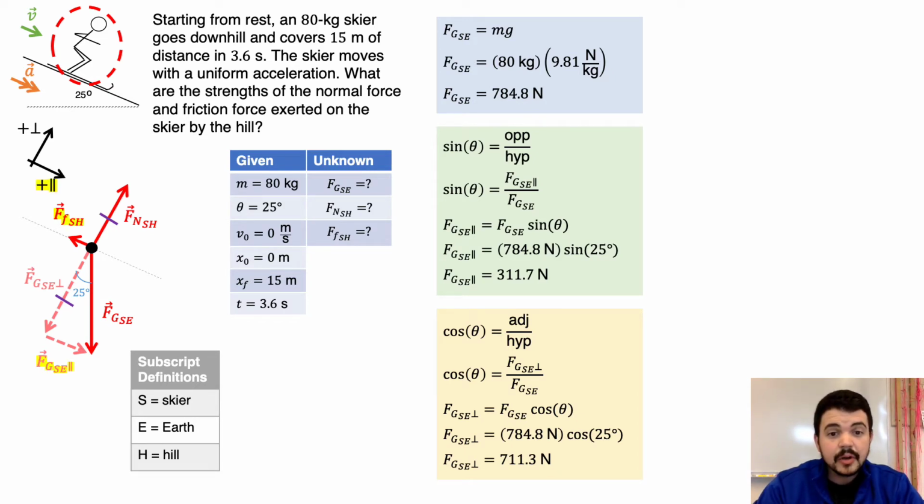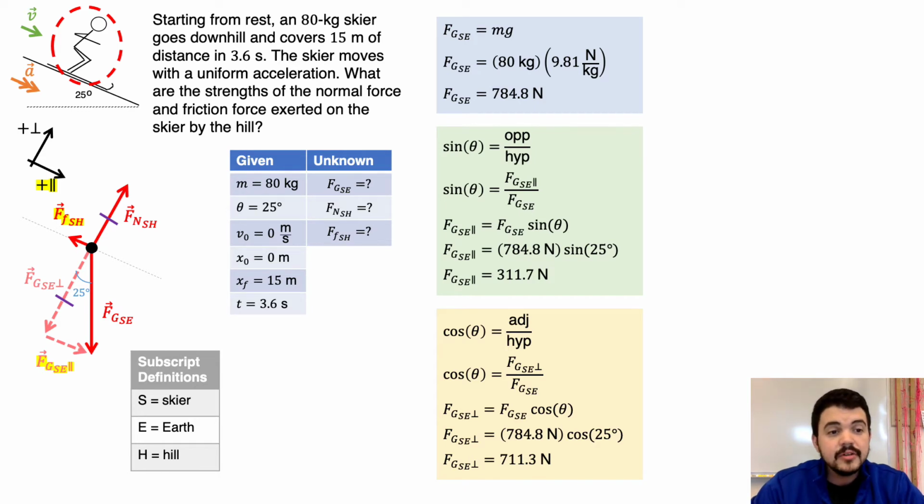So the next thing we're going to be looking at is writing some sum of forces equations, and we'll do that in both the parallel and perpendicular direction. We'll start in the parallel direction. I've highlighted the positive parallel direction on our sign conventions on our reference frame there, and I've also highlighted on the force diagram all of the forces which point either in the positive or negative parallel direction.